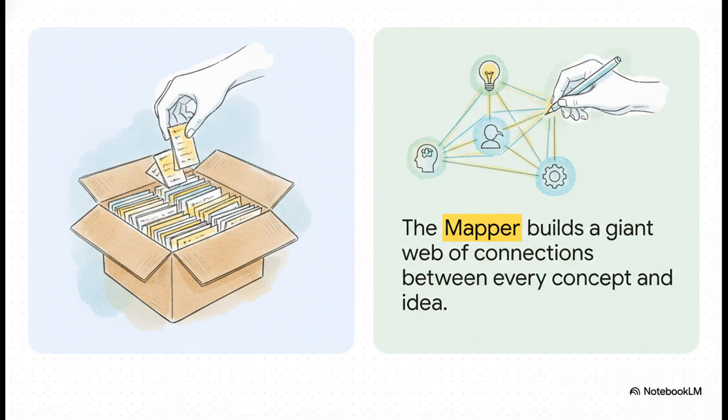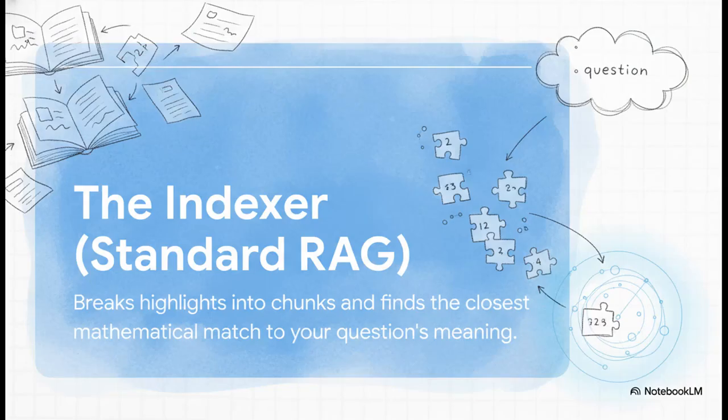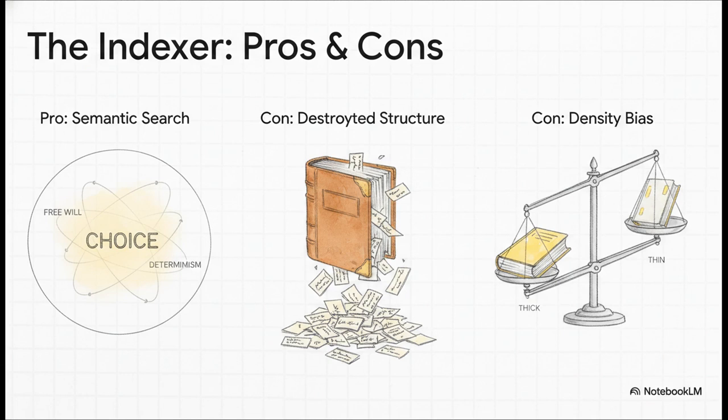The mapper, on the other hand, is completely different. They painstakingly build this giant, intricate web, charting all the relationships between every single idea before you even ask your first question. So let's peek under the hood of the indexer for a second. The technical name for this approach is Retrieval Augmented Generation, or as you've probably heard it called, RAG. What it does is it breaks your highlights into little chunks, and then it converts each one into a long string of numbers, a vector, that represents its meaning. When you ask a question, it turns your question into numbers too, and then just finds the chunks that are the closest mathematical match.